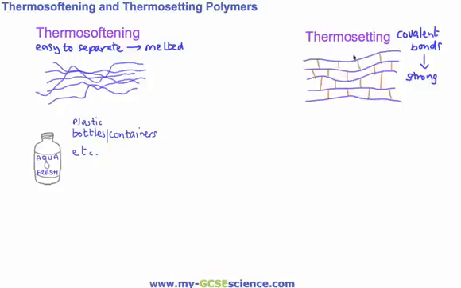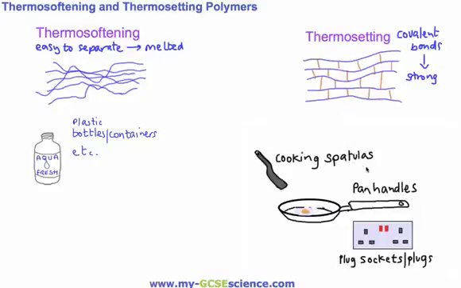Okay, so what kinds of things are these used for? We have cooking spatulas. You can imagine you don't want your spatula to melt while you're frying your eggs, so that's made of thermosetting polymers. We have pan handles, which we don't want to melt if they get hot, and plug sockets and plugs, things like that, are made of these thermosetting polymers.